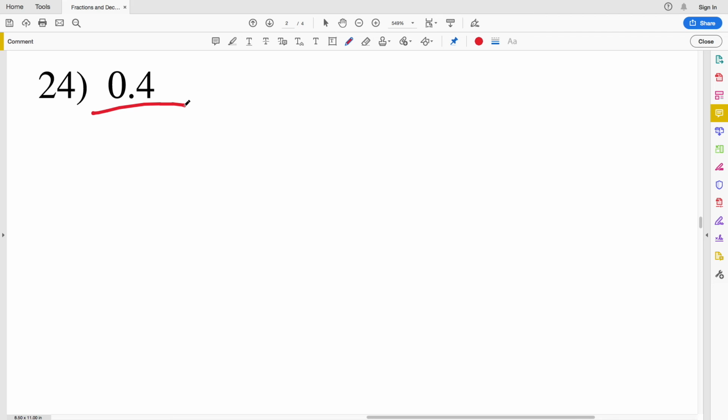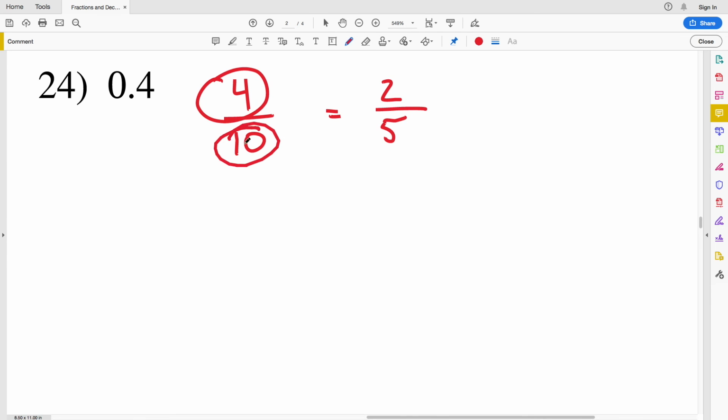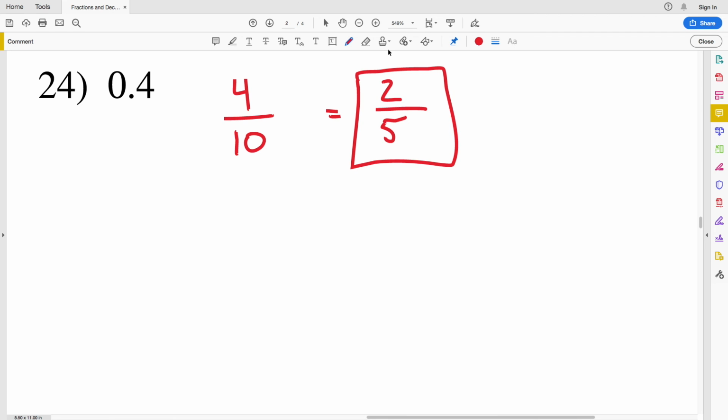24, we would read this decimal as 4/10. So we'll write it as 4/10, which, because both are even, they're both divisible by 2, and 4 divided by 2 is equal to 2, and 10 divided by 2 is equal to 5, because remember, whatever we do to the numerator, we do to the denominator. So dividing each of them by 2 will give us 2/5. So the final solution on this worksheet is 2/5.